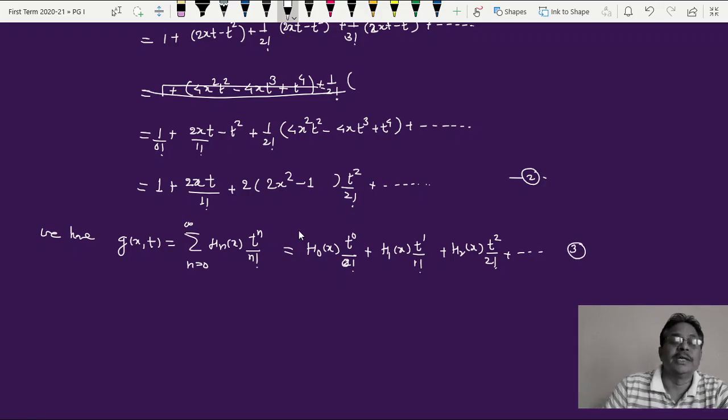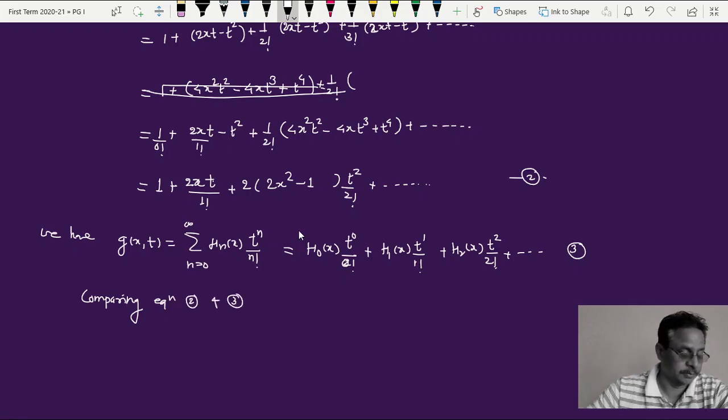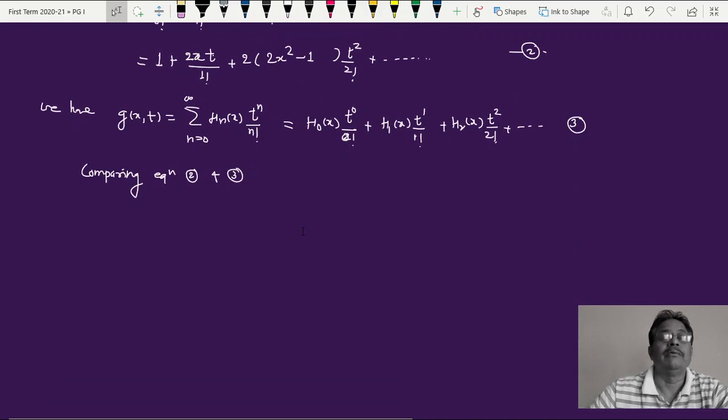So here t raised to 0, t raised to 0, t raised to 1, t raised to 1, t raised to 2, t raised to 2. Likewise, we can compare this. So comparing equation 2 and equation 3, we will get very easily what these are.